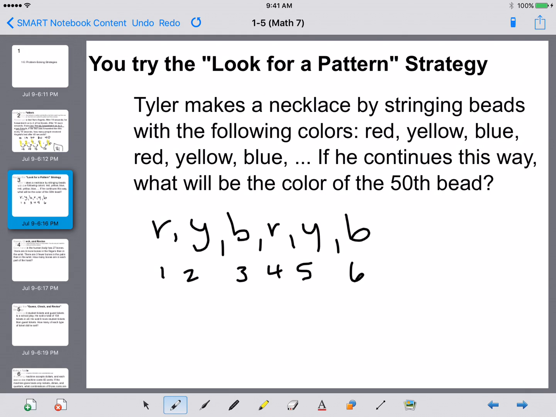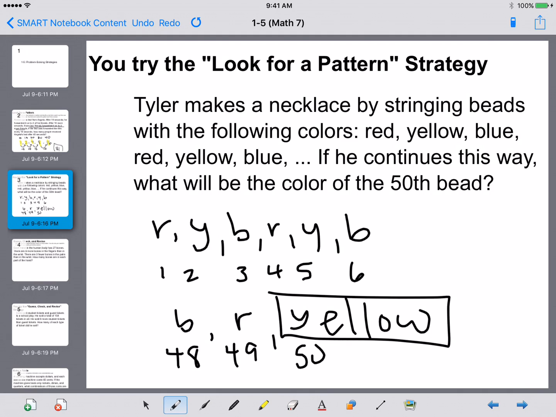So what I'm going to do is I'm going to count by 3s up until I can get close to 50. So I've got 3, 6, 9, 12, 15, 18, 21, 24, 27, 30, 33, 36, 39, 42, 45, 48. So our 48th bead will be blue. 49 then will be red. And 50, you got it, will be yellow. So that was me analyzing the pattern and following it out until I could get to the higher numbers.